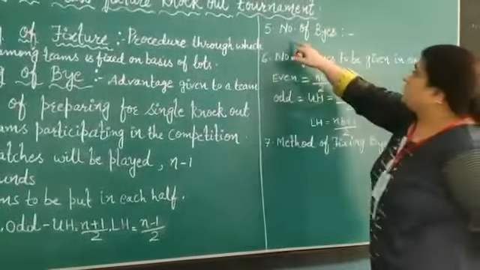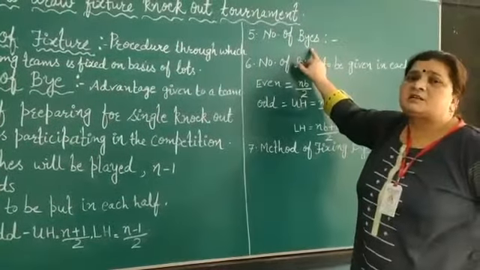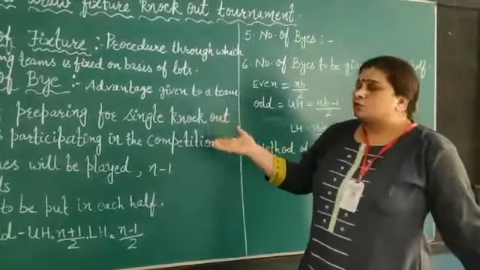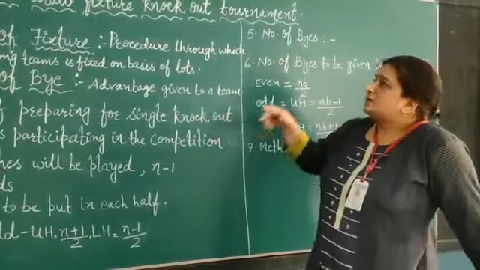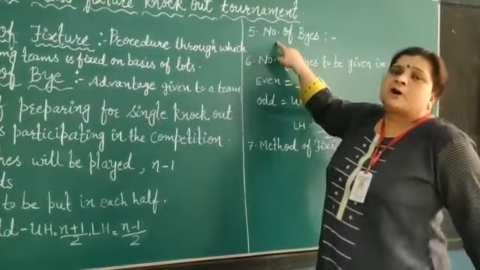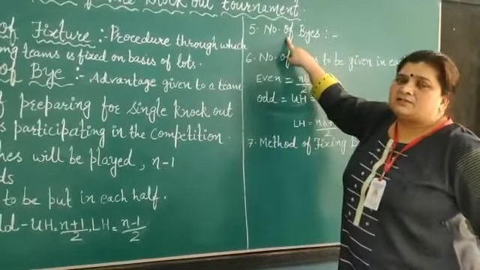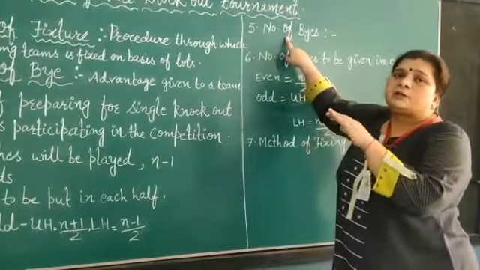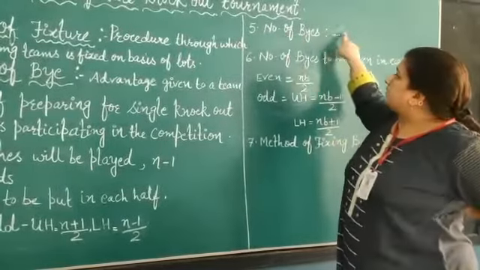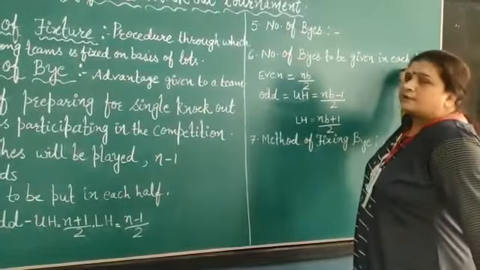Next comes number of byes. In this number of byes, again we will see the next power of 2. So 11 is the number of teams participating. So the next number that is a power of 2 is 16. So 16 minus 11, we will just deduct the number of teams participating from the next power of 2. That comes to 5.